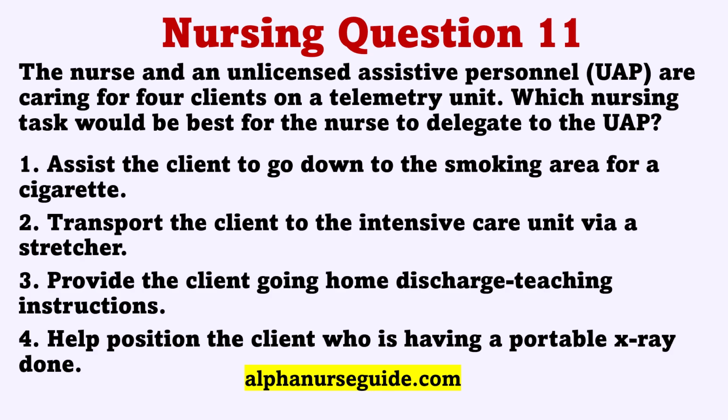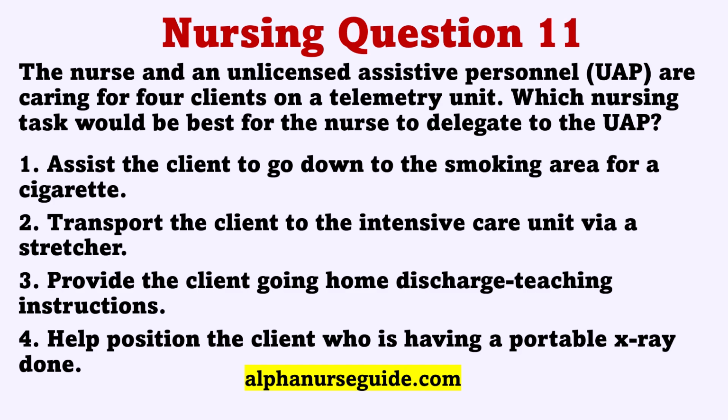The nurse and an unlicensed assistive personnel are caring for 4 clients on a telemetry unit. Which nursing task would be best for the nurse to delegate to the UAP? 1. Assist the client to go down to the smoking area for a cigarette. 2. Transport the client to the intensive care unit via a stretcher. 3. Provide the client going home discharge teaching instructions. 4. Help position the client who is having a portable X-ray done.